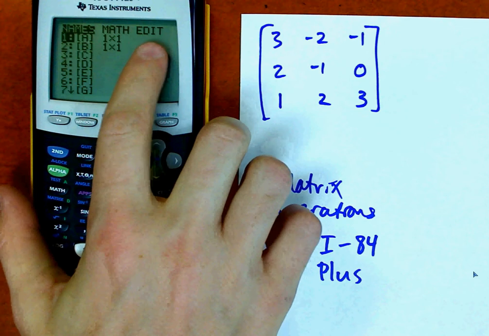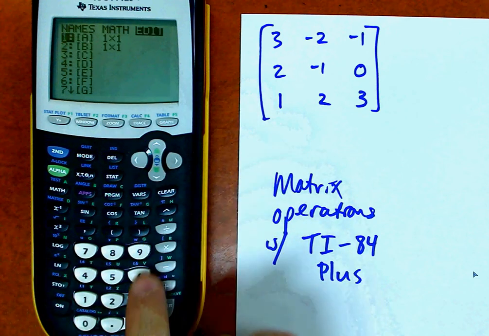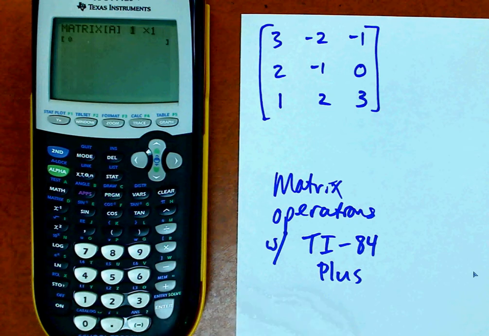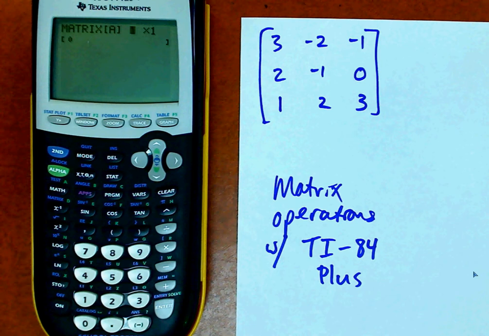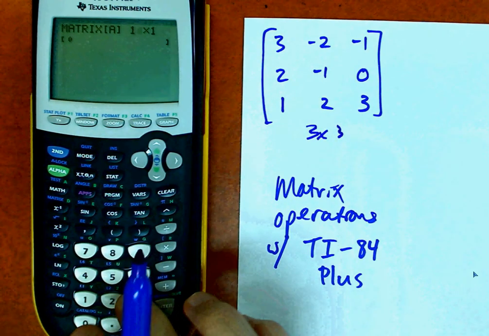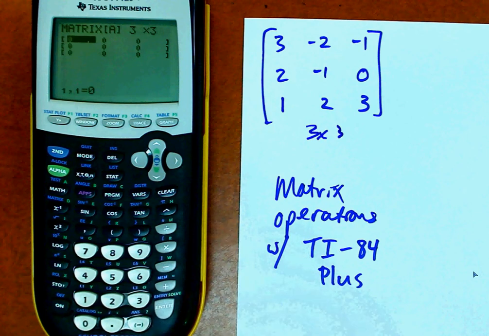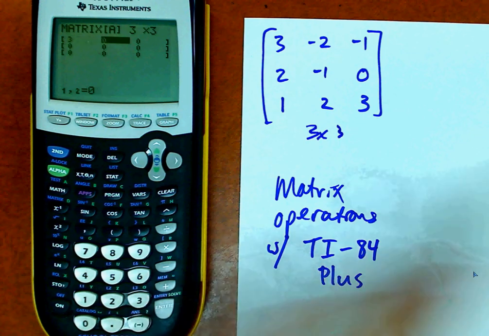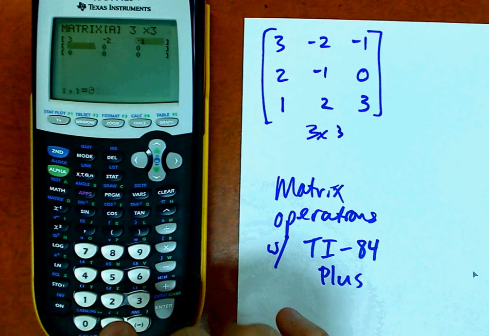We want to edit our matrices, so we're going to arrow over to the edit menu. We're going to edit matrix number 1 to store the matrix that you see here. So this is a 3 by 3 matrix. I first need to enter what the dimensions are. I'm going to make it a 3 by 3, and I'm going to hit enter, and my 3 by 3 appears. I'm just going to enter every element of the matrix as it appears here.